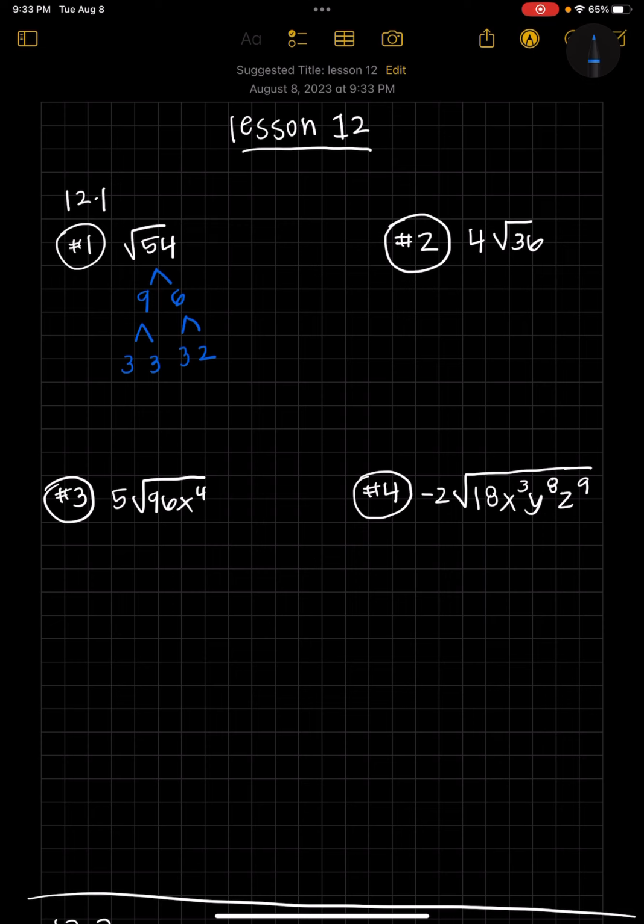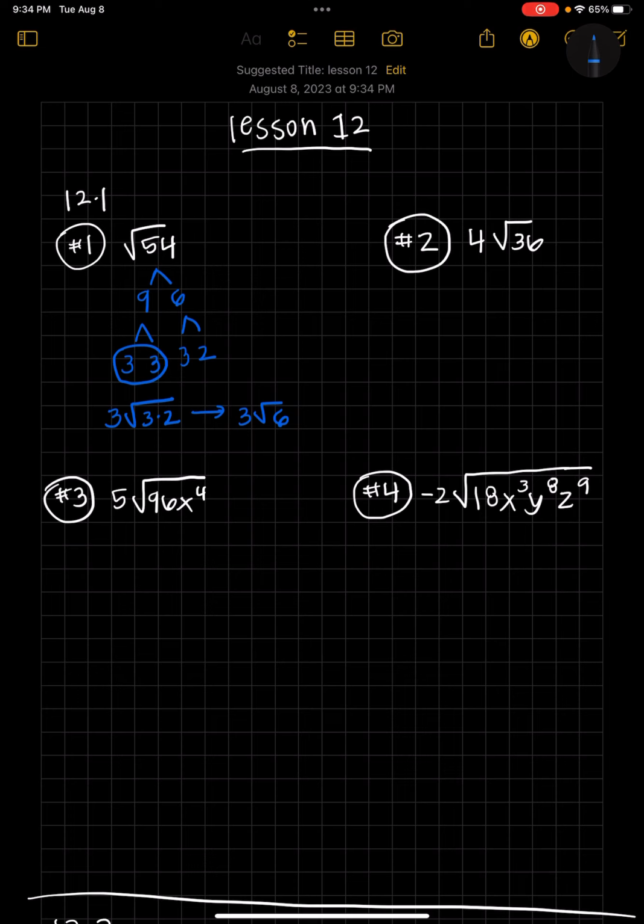Once I get it to a point where I can't break it down any further, what I'm going to do is circle my pairs. So if I have a pair of something, I'm going to circle it. I have a pair of 3s right here. And what I circle pops outside of the square root. So my final answer would be 3 square root 3 times 2, or 3 square root 6.